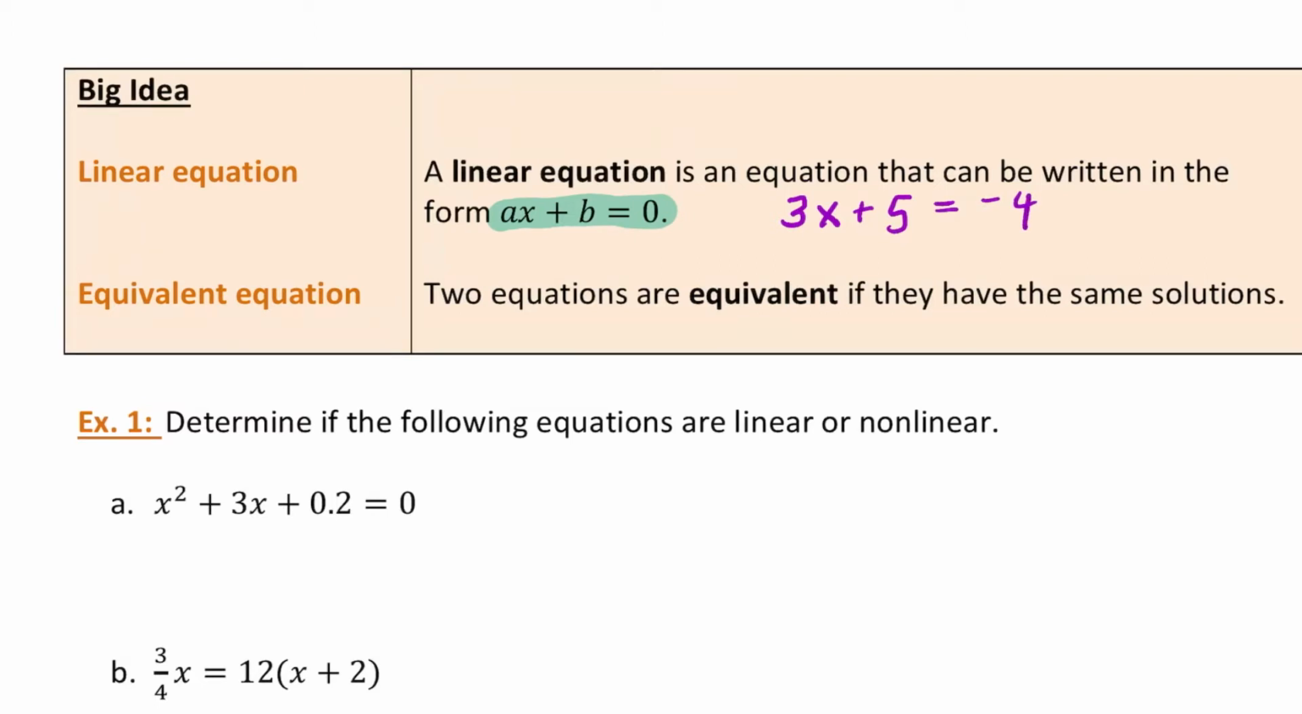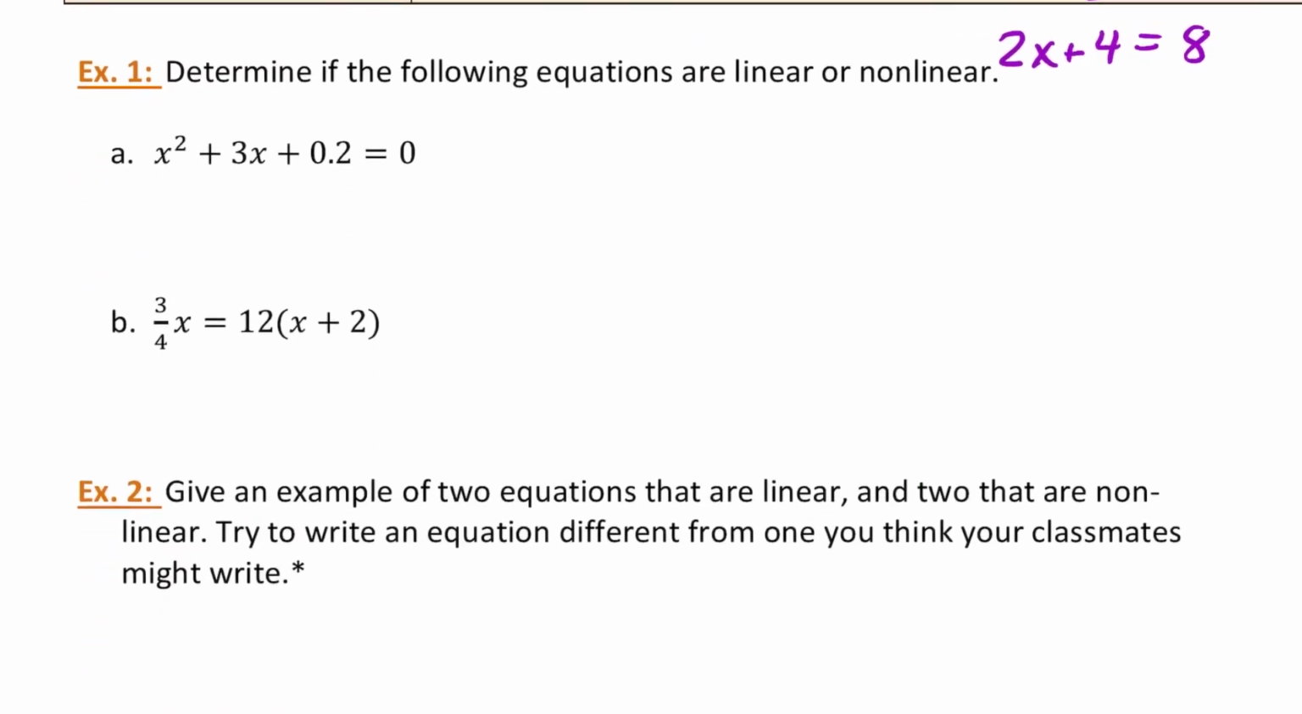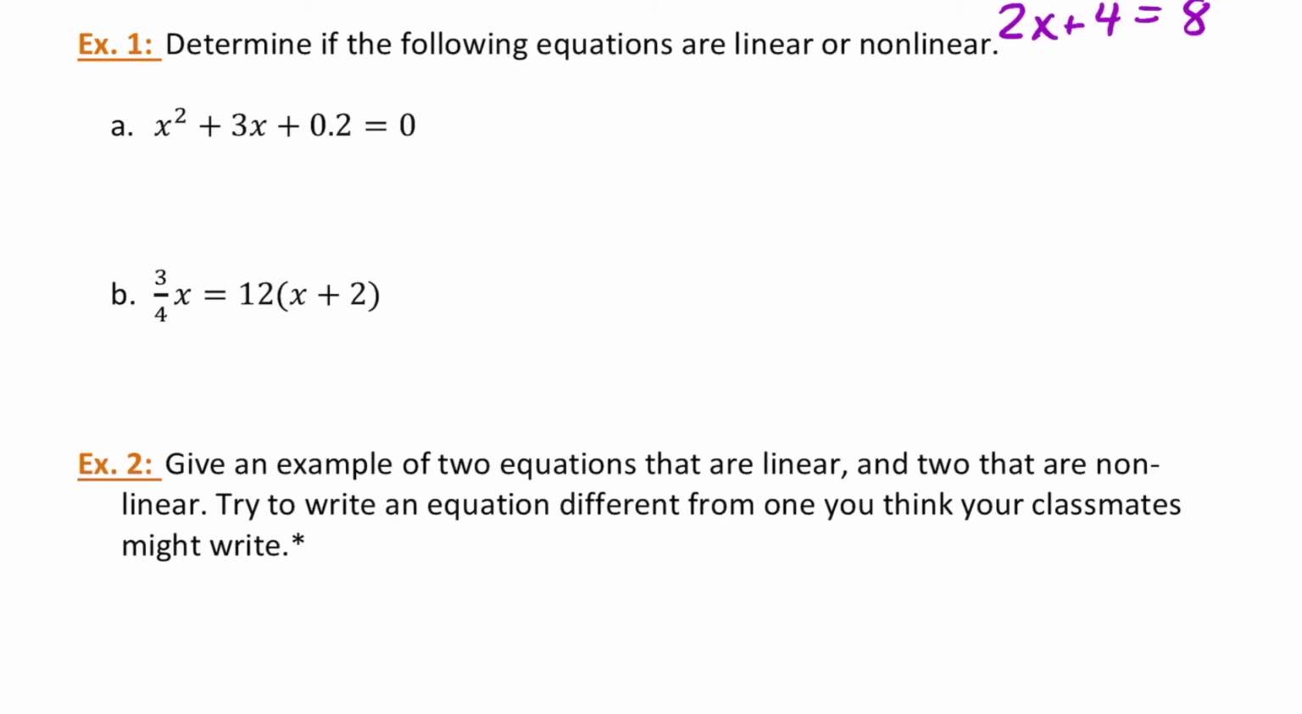But if you can put it in that form, which this one I could add 4 to both sides and end up with 3x plus 9 equals 0, as long as your variable's to the first power, that's a linear equation. Two equations are equivalent to one another if they have the same solution. So say you have something simple like x plus 2 equals 4, and another equation like 2x plus 4 equals 8. Those two equations are equivalent because if you solve them, in both cases, you're going to get the same solution, x equals 2.